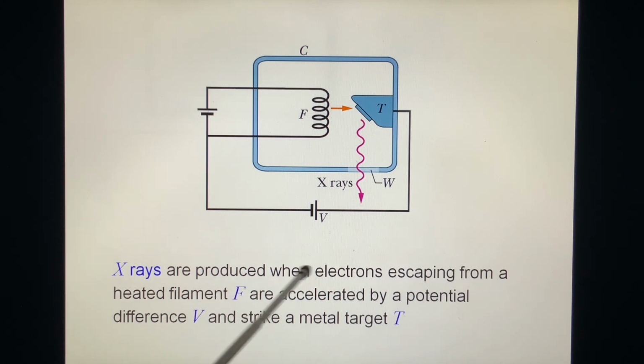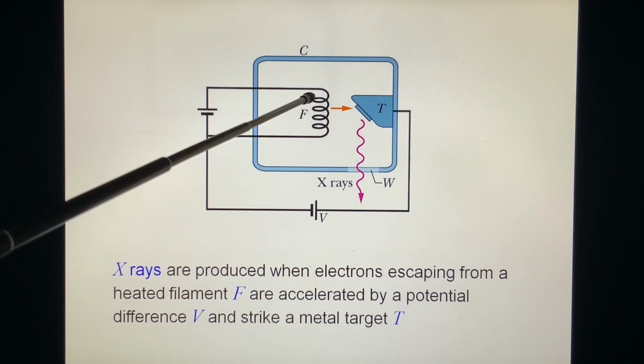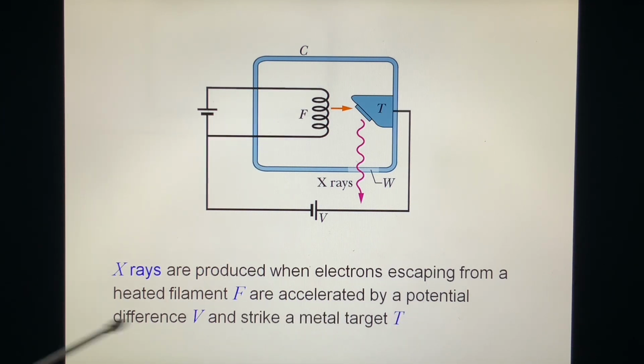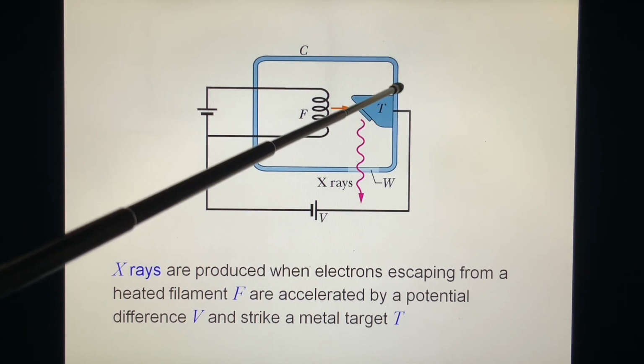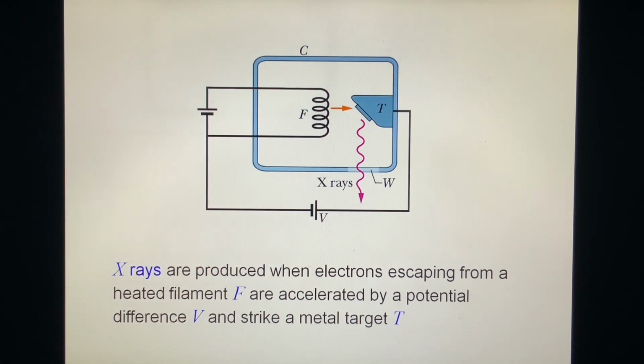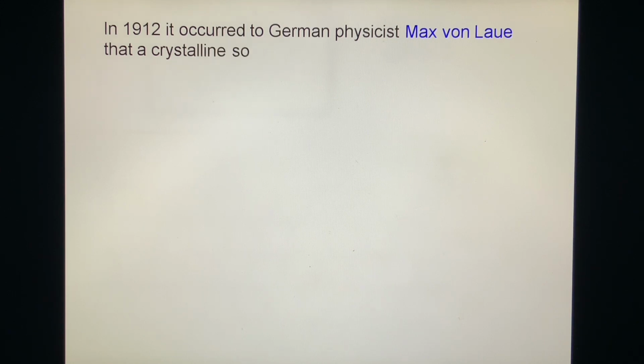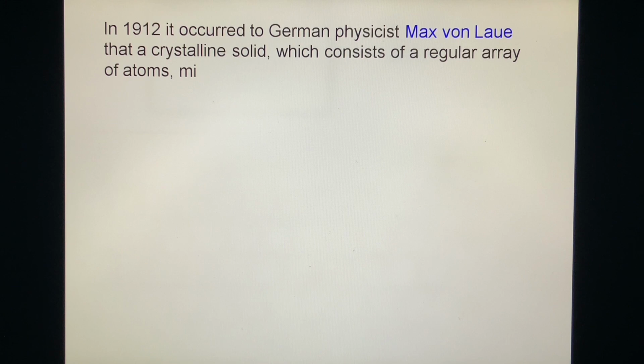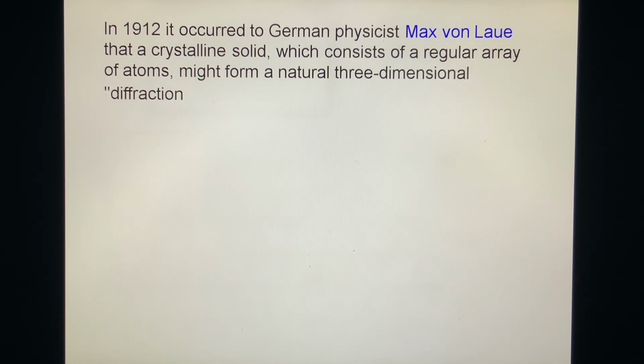X-rays are produced when electrons escape from the heated filament F, are accelerated by potential difference V, and strike a metal target T, and the tungsten emits X-rays. In 1912, it occurred to German physicist Max von Laue that a crystalline solid, which consists of a regular array of atoms, might form a natural three-dimensional diffraction grating for X-rays.